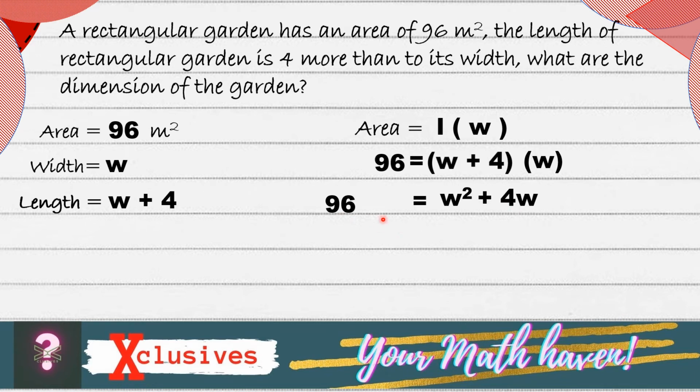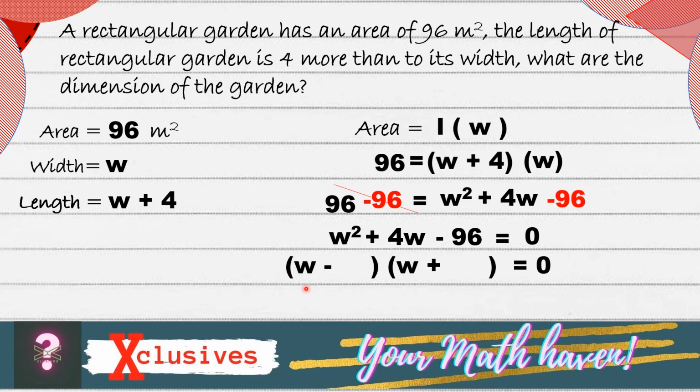Now remember, we need to make this side equal to 0 to make this into standard form. So we subtract both sides by 96. 96 minus 96 is 0. That gives us W squared plus 4W minus 96 is equal to 0. As you can see, we are using the symmetric property, wherein our 0 is now on the right side. Now, let us solve for its roots. We can use factoring, and the pattern that we can use is W minus and W plus.